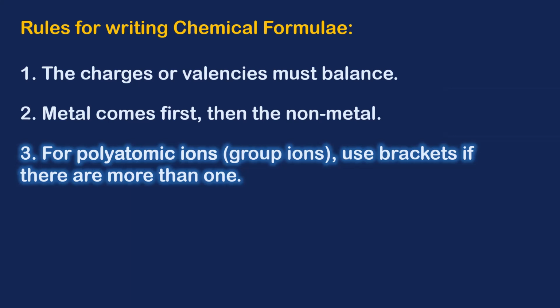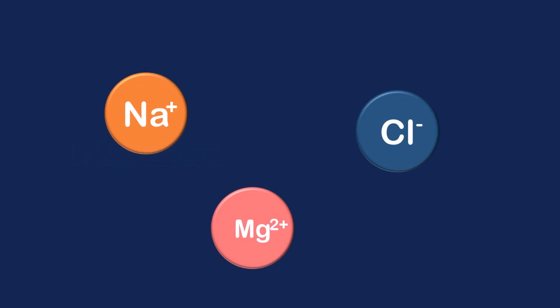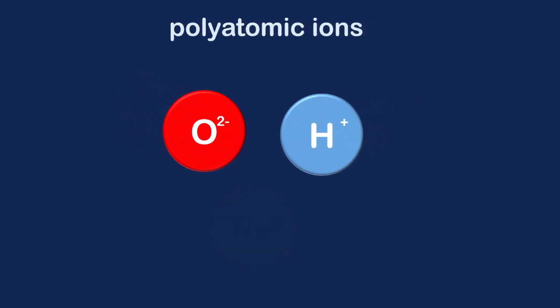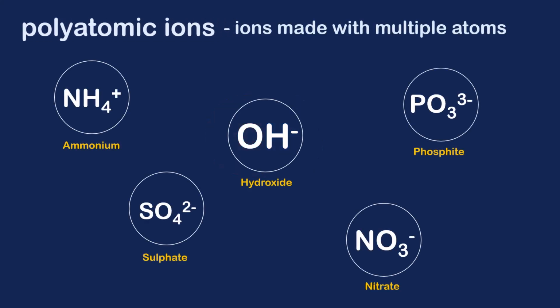For polyatomic ions or group ions, use brackets if there are more than one. What does that mean? Let's break it down. Firstly, what are polyatomic ions? So we already know about ions like Na+, Cl-, Mg2+. These are called monoatomic ions because they are formed with just one type of atom. Polyatomic ions are formed when two different atoms bond and form an ion, like OH- called hydroxide. Other polyatomic ions include nitrate, sulfate, phosphide, etc.